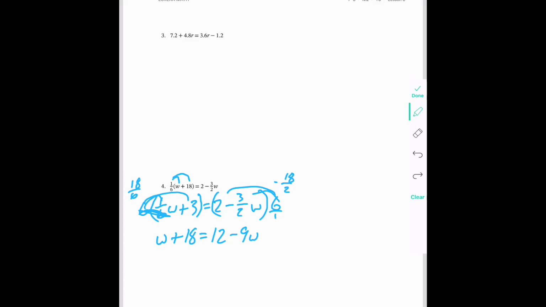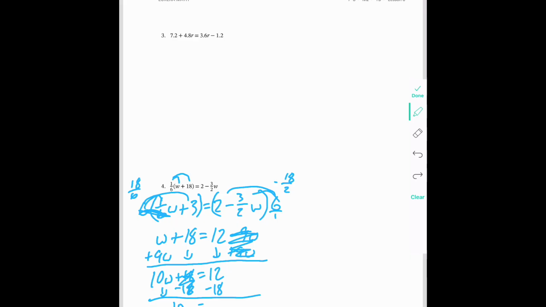So the best thing to get rid of in our special step 3 would be the negative 9W, because anytime we're getting rid of a minus, we're going to automatically end up going to a positive because we have to add. So then that would be 10W, bring down the plus 18, equals bring down the 12. So then we got to get rid of the plus 18, so that would be minus 18, minus 18. Okay, this goes away. It's 10W because that's still there. Equals 12 minus 18 is a negative 6.